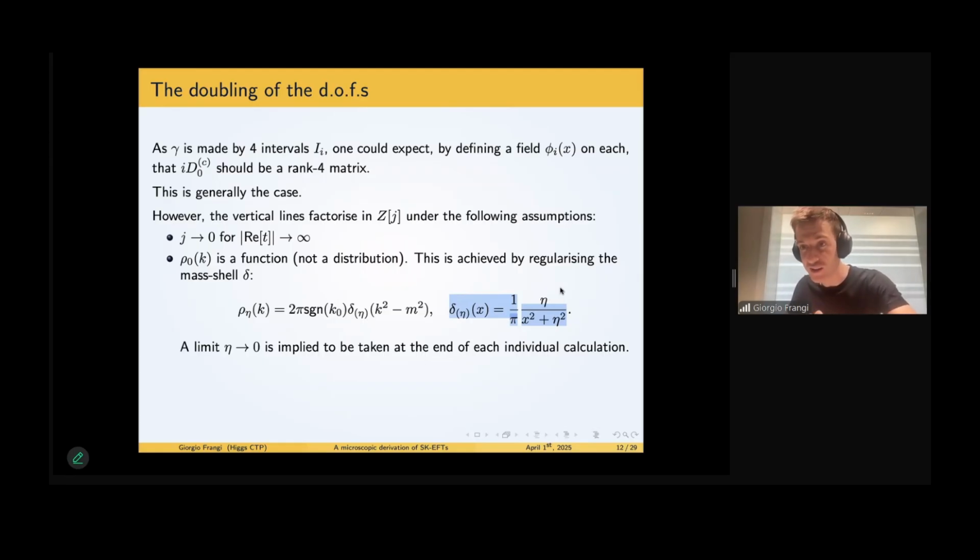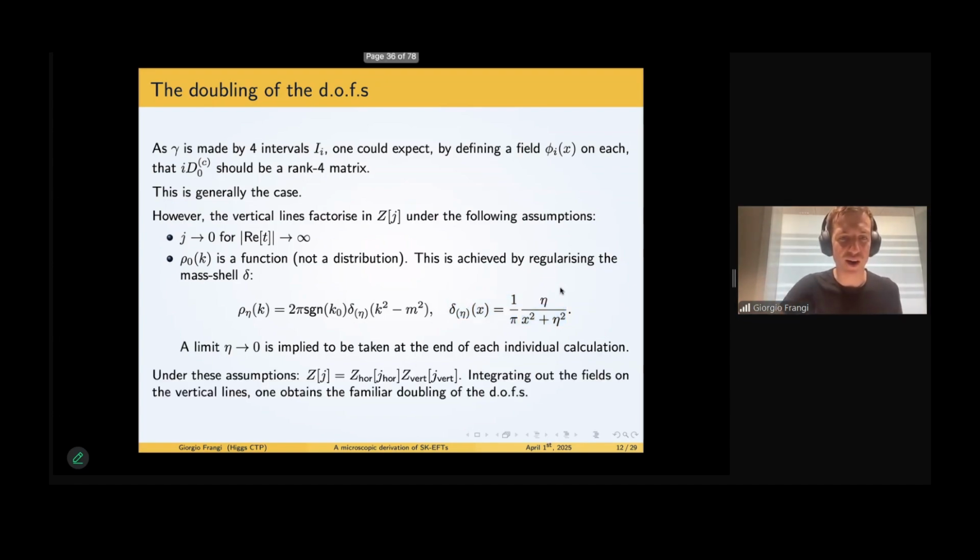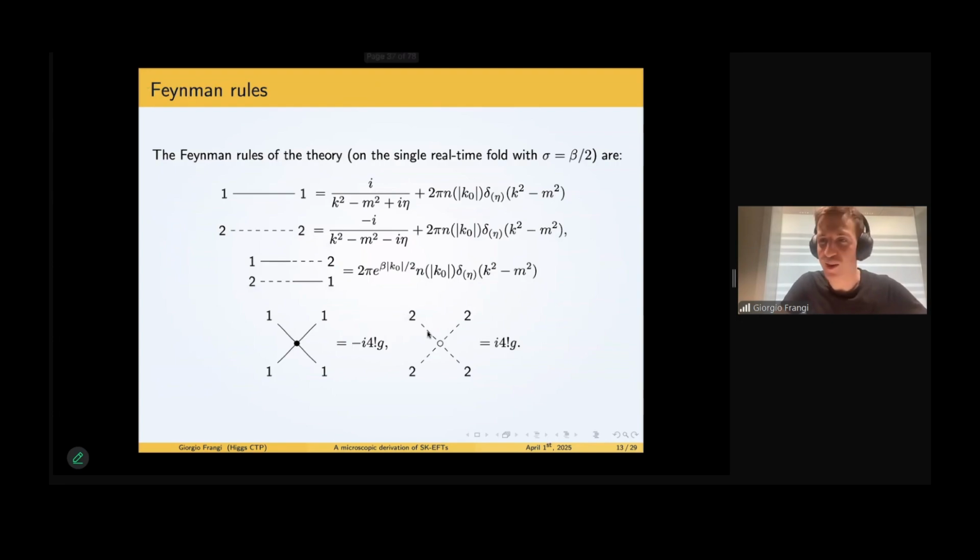So when you do calculations, you are really considering that the particle is unstable with a very long lifetime, and you take it to be stable at the very end of the calculation. This is going to be useful in the following. If you are fine with these assumptions, then this factorization of the path integral happens. This is why, in thermal field theory, we usually have this doubling of the degrees of freedom: you can integrate out the fields that live on the vertical lines. You don't care about them anymore if you're interested in real-time data. That's how it works. I promise you, this is not just me rambling. This is going to be useful in the following.